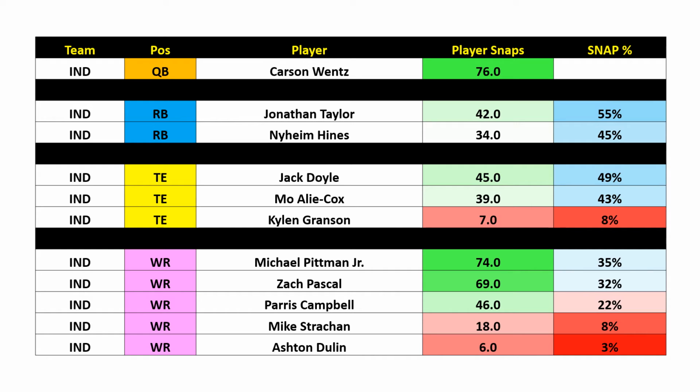Taylor and Hines, almost an even split. I don't think when you drafted Taylor, you were thinking Hines. You were thinking more 65-35. This is closer than I think you wanted. Doyle and Ollie Cox, about 50-50. Probably cuts their value. Pittman didn't do too much, but hey, he's 35%. Pascal, the surprise, looks like the 1A, 1B. Campbell, we were expecting him to be above Pascal, so be cautious in here.